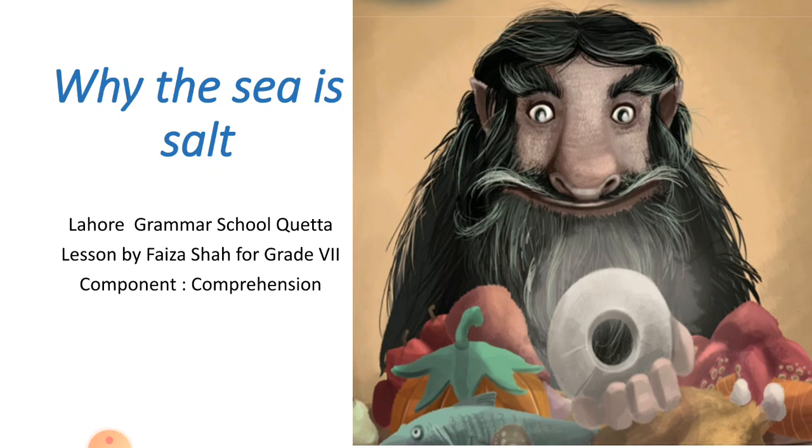Competent is comprehension. We're still doing the same passage, Why the Sea is Salt. It's a Norwegian folk tale, boys and girls, which is rewritten in the form of a play. So there's a difference between a play and a folk tale. Now we've done a Japanese folktale, we've done a Chinese folktale, and now we're doing a Norwegian folktale. But it is rewritten in the form of a play.